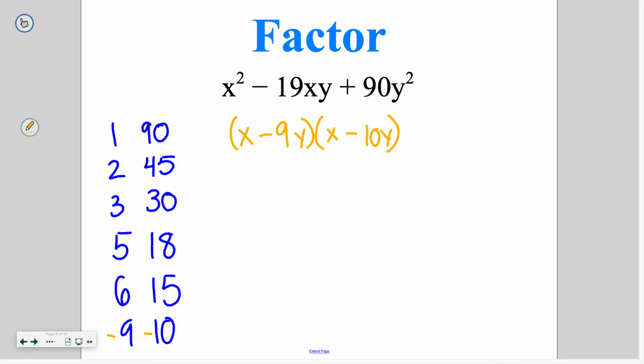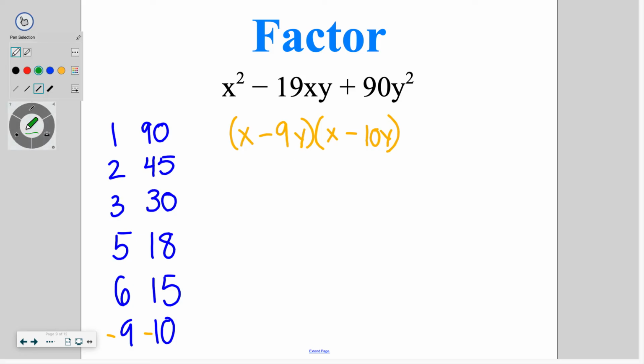Again, double check: x times x, x squared. X times negative 10y is negative 10xy. Negative 9y times x is negative 9xy. Negative 10, negative 9 gives us our negative 19xy. A negative and a negative make a positive 90. Y and y make a y squared.